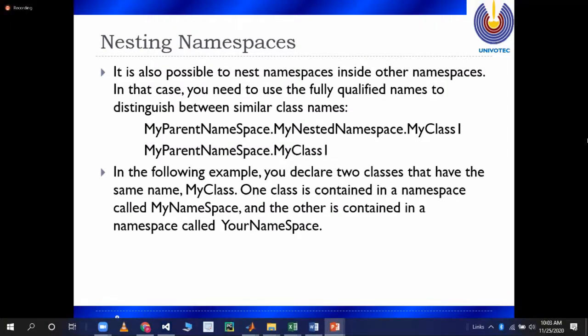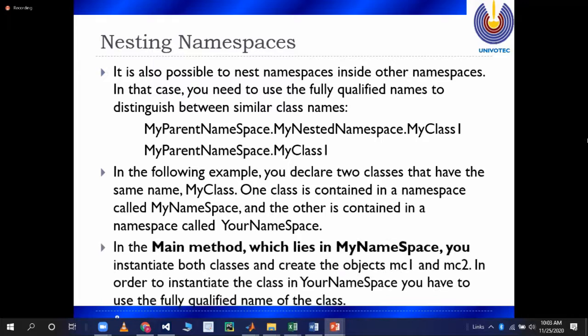In the following example, you declare two classes that have the same name, my class. One class is contained in the namespace called my namespace, and the other is contained in the namespace called your namespace. In the main method, which lies in the namespace, you insert both classes to create the objects MC1, MC2. In order to instantiate the class in your namespace, you have to use the fully qualified name.